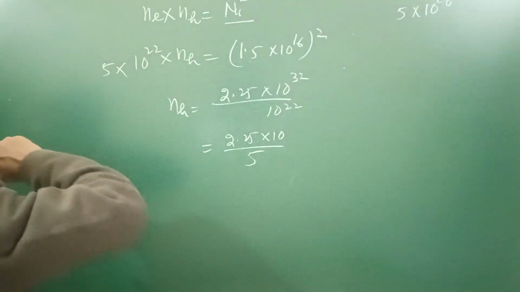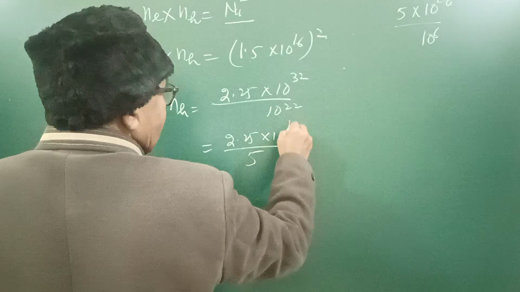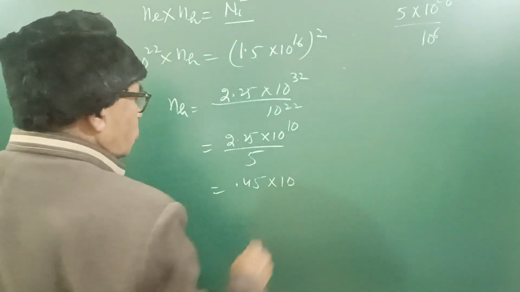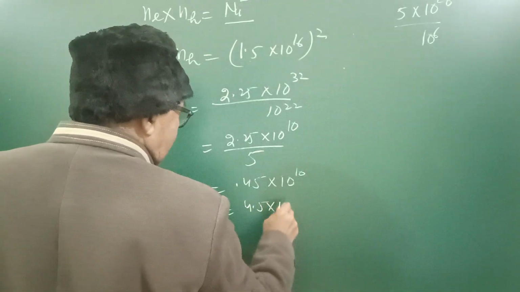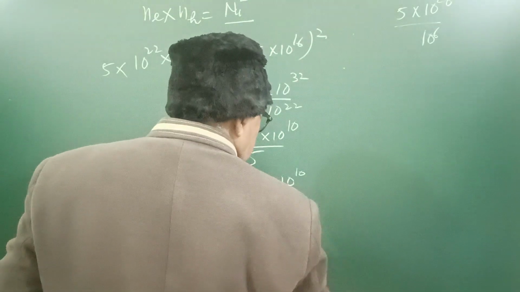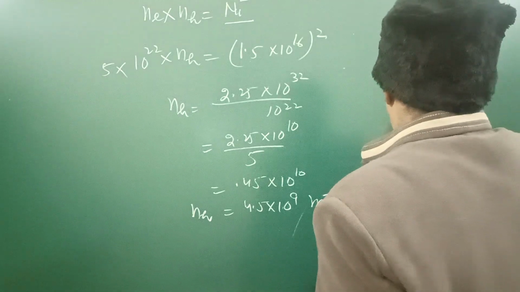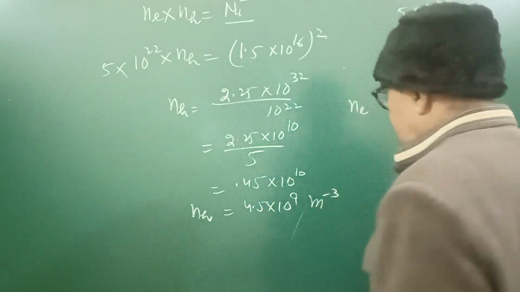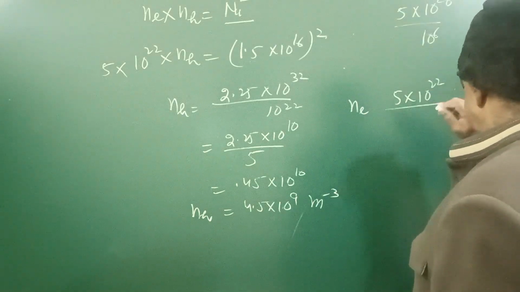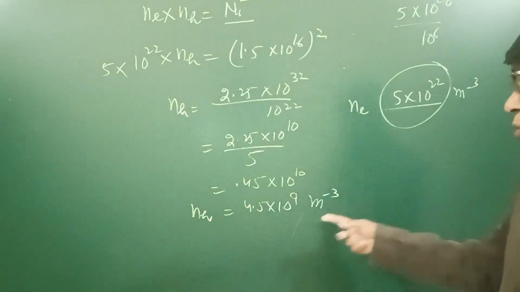So Ne will be this, because 10 to the power 28 divided by 10 to the power 6. Okay, so it is 0.45 into 10 to the power 10, or 4.5 into 10 to the power 9 Nh per meter cube. And Ne is 5 into 10 to the power 22. So 5 into 10 to the power 22 is the number of electrons, and 4.5 into 10 to the power 9 per meter cube is the number of holes. So this number is extremely small, and so we can neglect it.